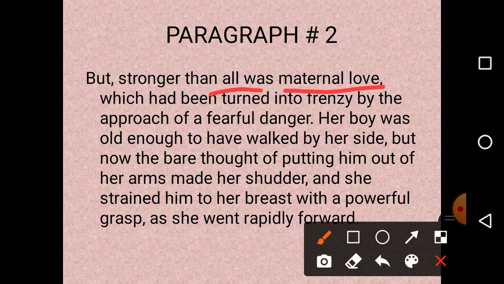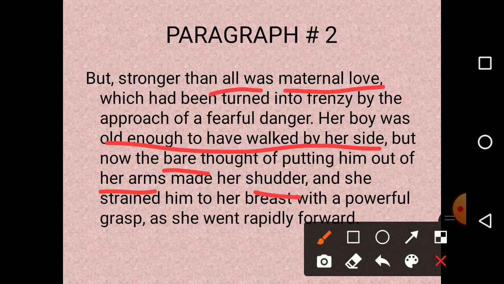She knew that now there is a danger of losing her child. Her boy was old enough to have walked by her side. She knew that the boy is quite old enough, he can walk. But she cannot even think of just leaving the child for a minute. So just the very little thought of putting him out of her arms, just thinking that she needs to put the son down, was making her shudder.